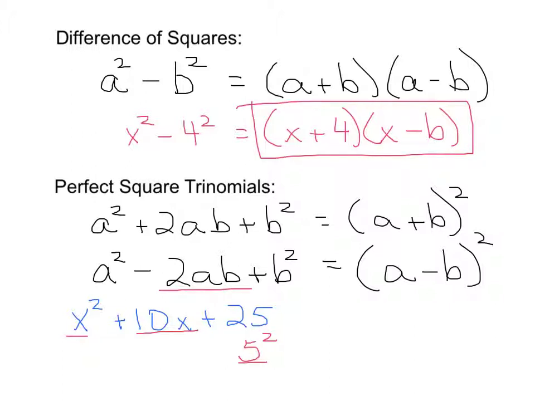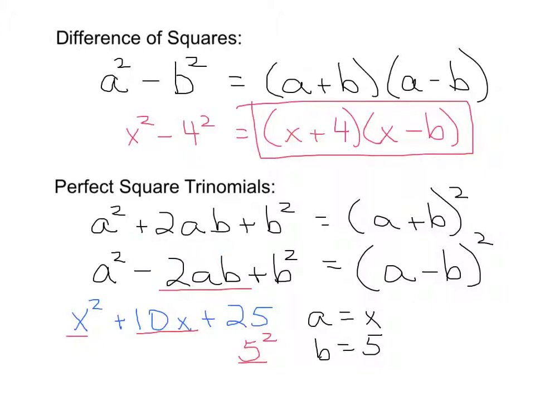So, in other words, let me back up. In this case, if you compare this with this, well, let's do this one because we're dealing with pluses. With this one, you're saying that A corresponds to x. So let's write that. A equals x. And B corresponds to 5. So we're going to write B equals 5. But before we know that this is a perfect square trinomial, we have to see if 10x corresponds with 2ab.